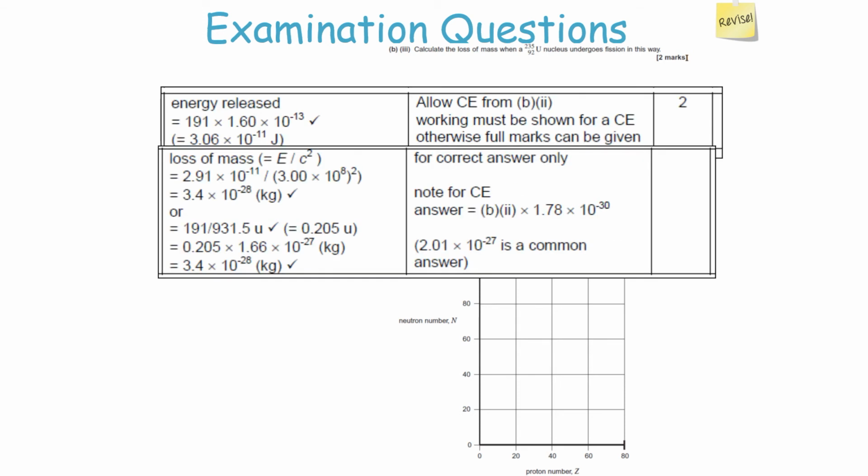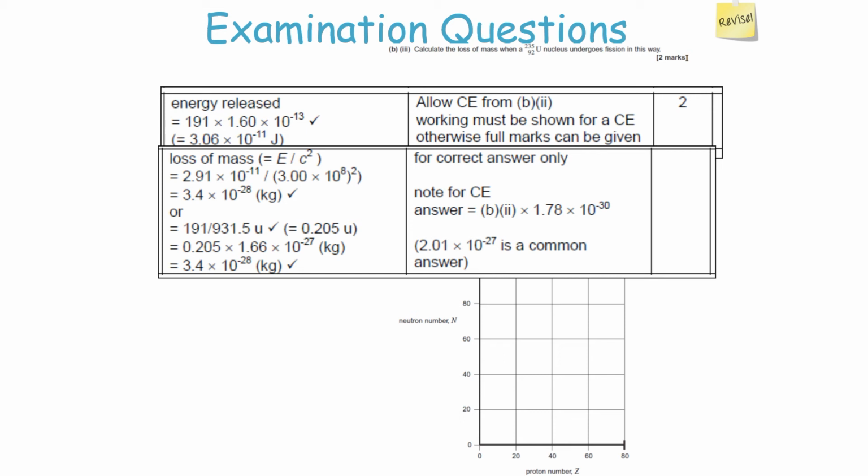So what do we do? So again, there's two processes you can do. You can either do E equals mc squared, so you can convert your value of energy from MeV into joules by 1.6 times 10 to the minus 13. Remember, not 19, because we're going from MeV to joules. And then we can say, well, m is equal to E over c squared, so we can then work that out to be 3.4 times 10 to the minus 28.